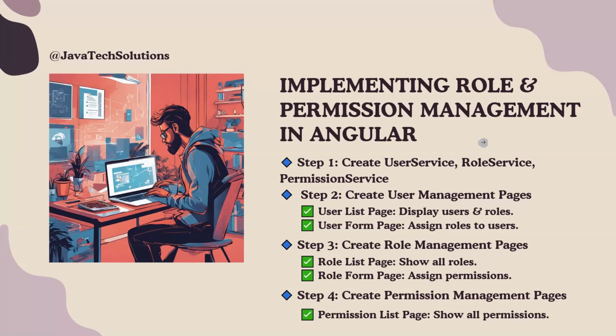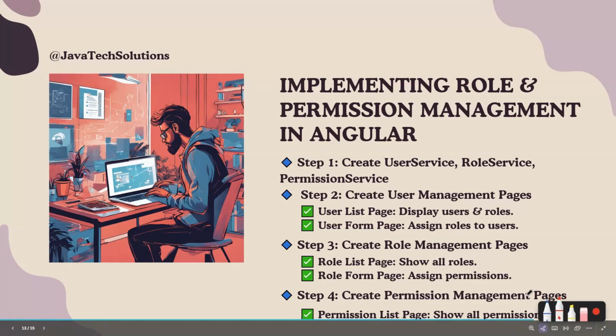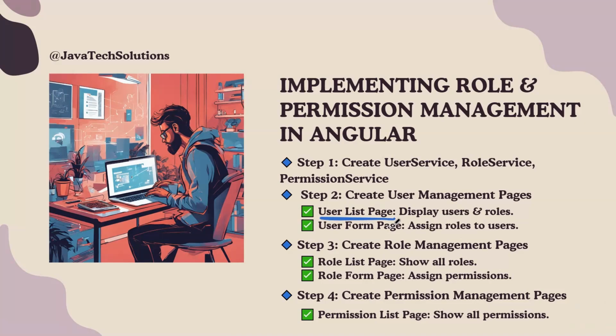Next, we are going to implement role and permission management in Angular. What is step one? Here we are going to create the user service, role service, and permission service. Step two, we are going to create the user management page. Here we define two things. Let me show you. One is this user list page, where we display the users and their roles, and the user form page, where we assign roles to a user.